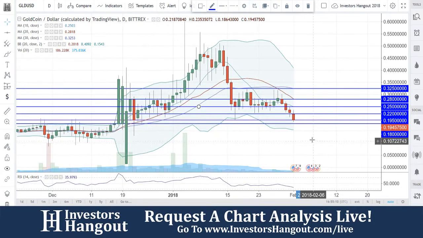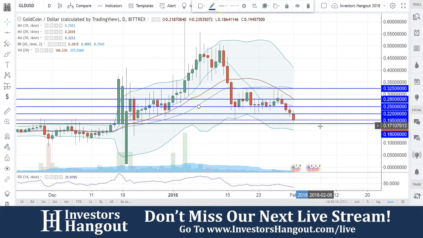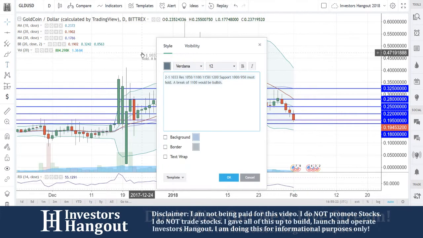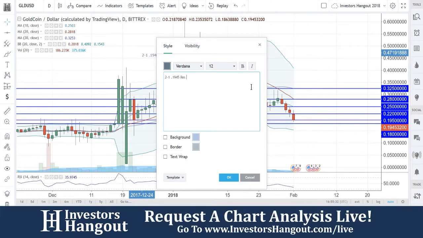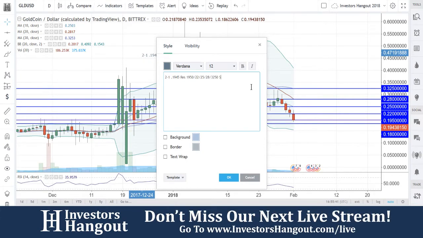So we'll stick with that 17, but I would definitely want to see a bounce here between the 18 or 1950 and that down there at that 17. Hopefully you guys don't get that low, but you should be able to get a bounce here in the short term off of this area. So let's put that in here at that 1945 is where you guys are currently at. You're going to have that resistance now at that 1950, 22, 25, 28, and then 32.50.